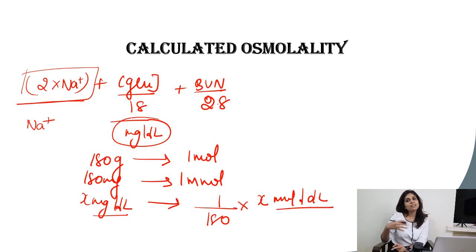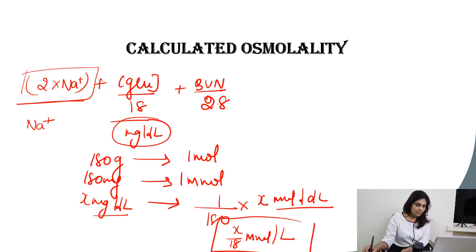But you know that the final value of osmolarity has to be expressed as millimoles per liter. Now you have it as millimole per deciliter, but you want it as millimole per liter. And you know deciliter is 100 ml, liter is 1000 ml. So for 100 ml, if it's X by 180, for 1000 ml it would be X by 180 into 10. So it becomes X by 18 millimoles per liter. That is why you measure the concentration of glucose and you divide it by 18 and use it as the second component of the formula.